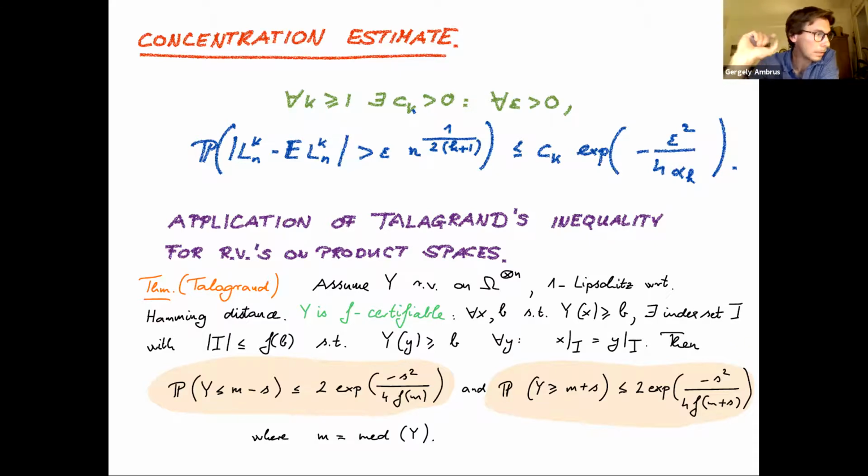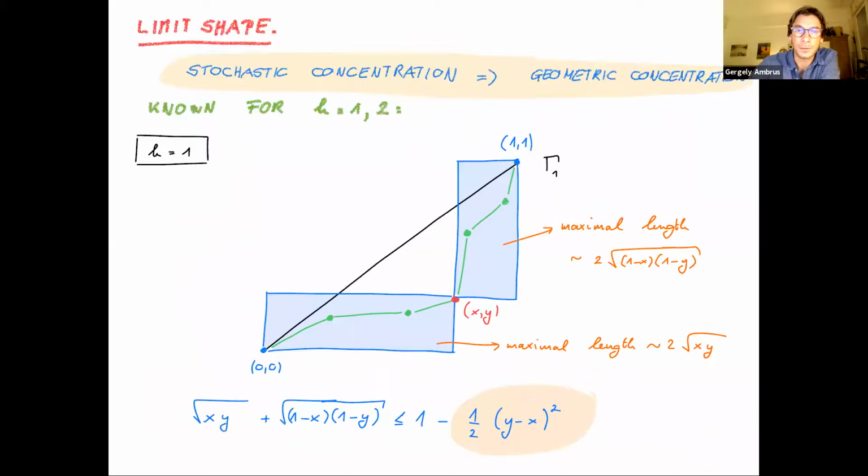And now the limit shape result basically means that we can somehow turn this stochastic concentration into geometric concentration, namely a concentration of the locations of these longest convex chains. So the stochastic concentration is talking about the random variable, the length of these convex, K monotone chains, and the geometric concentration talks about the location of these K monotone chains.